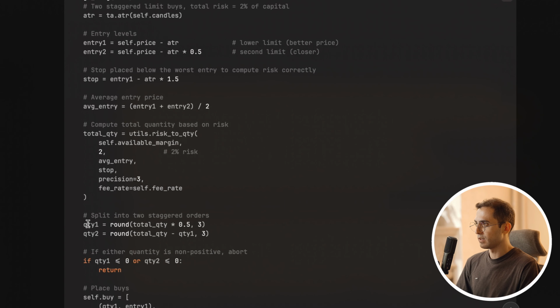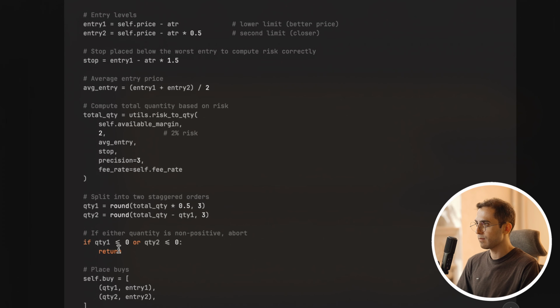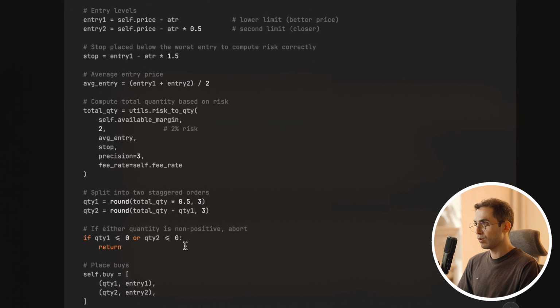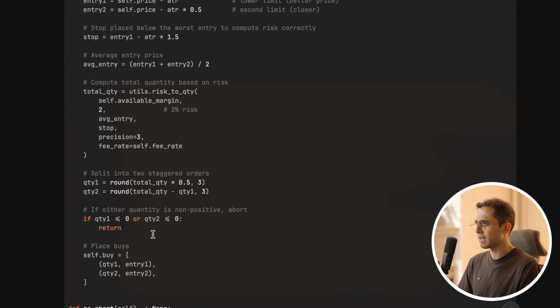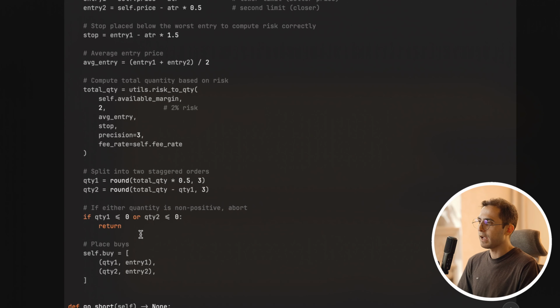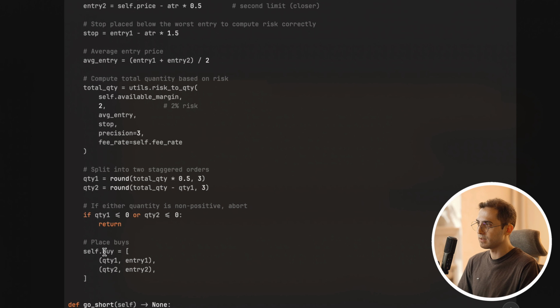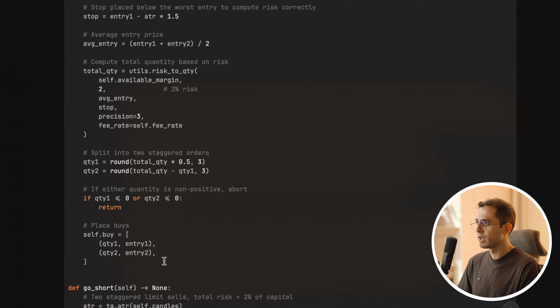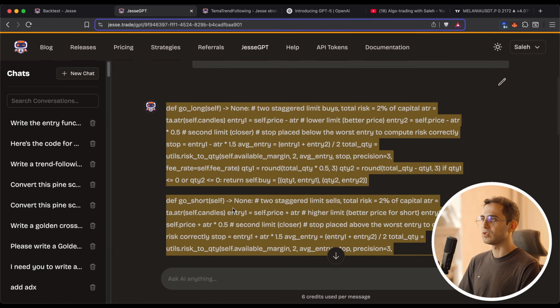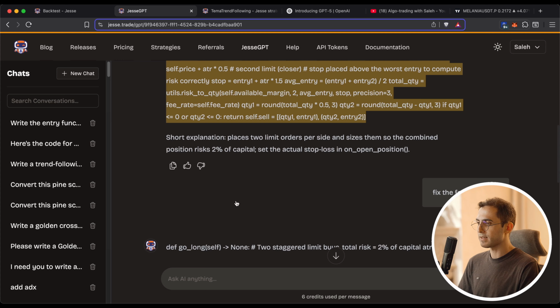Then it defined the 2 quantities, and it's also ensuring the quantities are bigger than 0. So this is also good practice, but not necessarily at all. And at the end, it is submitting both orders using this syntax. So instead of giving it just one tuple of values, it defined one list, and inside it defined 2 tuples. So first the quantity and then the price. So this is perfect. And it did actually just give us the functions. So I'm going to give it a pass.